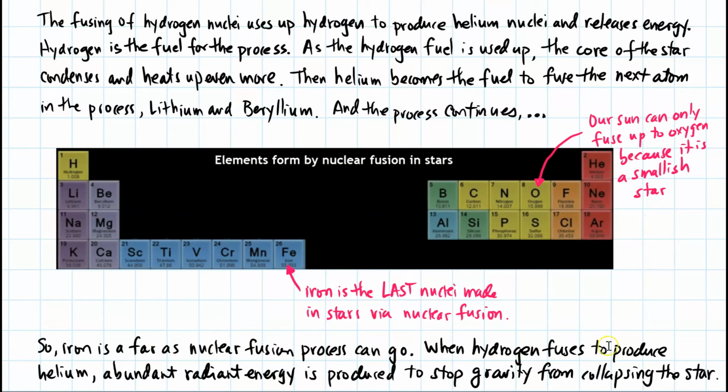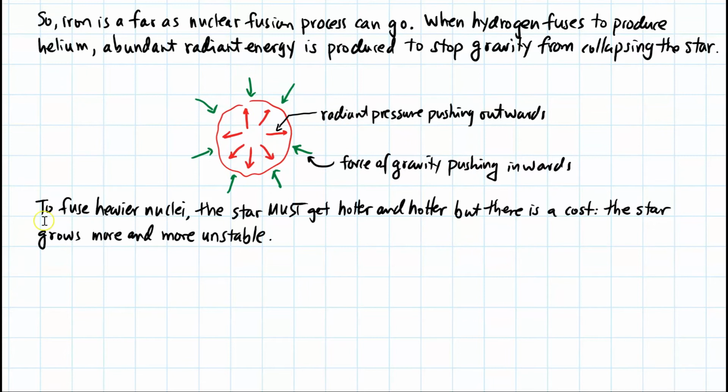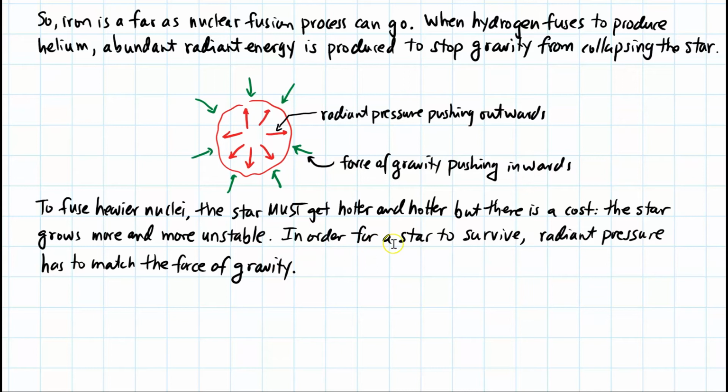When hydrogen fuses to produce helium, abundant radiant energy is produced to stop gravity from collapsing the star. So I have the radiant pressure from the inside pushing outwards, and that's being counteracted by the force of gravity pushing inwards. To fuse heavier nuclei, the star must get hotter and hotter, but there's a cost. The star grows more and more unstable. In order for a star to survive, the radiant pressure has to match the force of gravity.